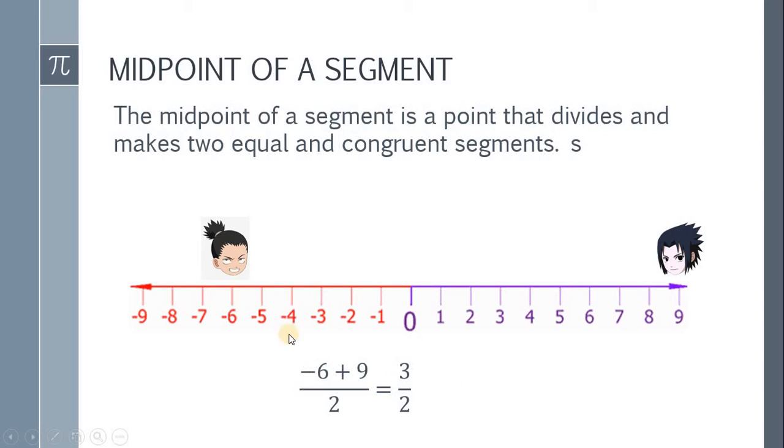So, we have negative 6, yung pwesto ni Shikamaru, plus 9, yung pwesto ni Sasuke, divided by 2. So, we have negative 6 plus 9 is positive 3, then divided by 2. So, we have 3 over 2 or simply 1.5. So, meaning si Naruto ay dapat nakapwesto sa pagitan ng 1 and 2. So, meaning, yung distance niya kay Shikamaru at yung distance niya kay Sasuke ay equal. So, ganun yung pagkuha ng midpoint. Add natin yung dalawang number, then divided by 2.